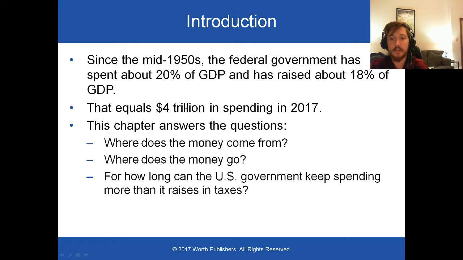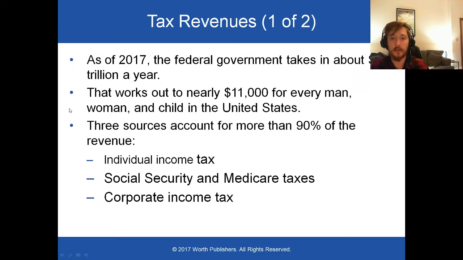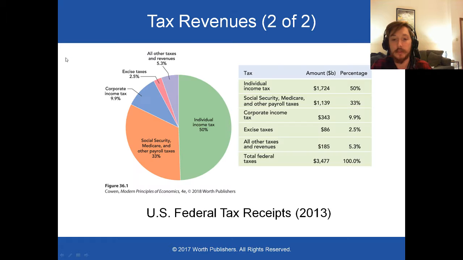So, if the government was spending $4 trillion in 2017, it was taking in around $3.6 trillion in 2017. That works out to around $11,000 in taxes for every man, woman, and child in the United States. 90% of that comes from three sources. 50% comes from the individual income tax. Another third comes from payroll taxes, such as Social Security and Medicare. And another 10% comes from the corporate income tax.